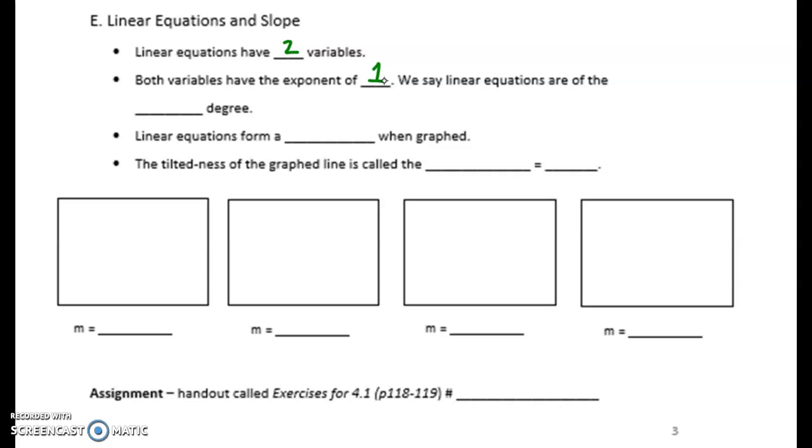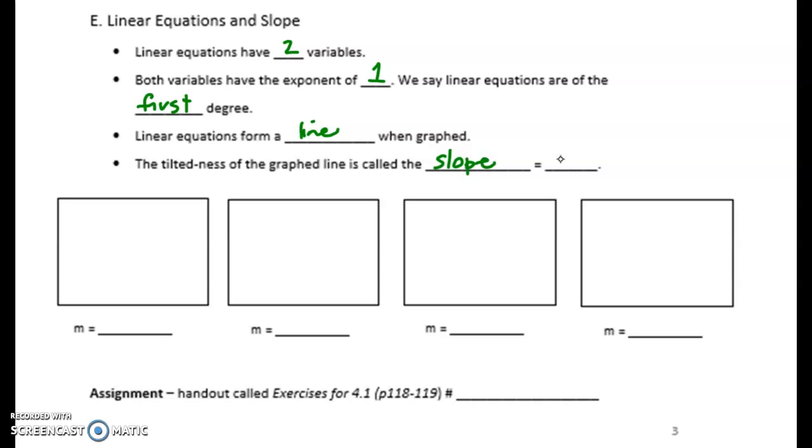Remember when we talked about quadratic equations, the x always had a squared exponent. Here, when we talk about linear equations, or lines that are graphed, each variable has an exponent of 1, and we say the linear equations are of the first degree. Okay, linear equations form a line when graphed, hence the word linear, right? And the tiltedness of the graph line is called the slope.